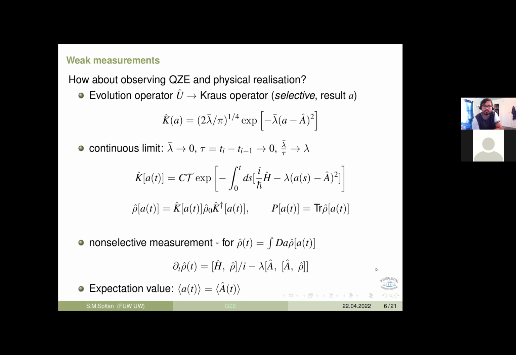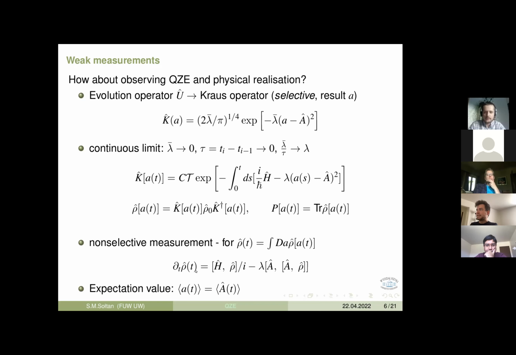And as I mentioned, the expectation value in such a model, the expectation value of a measurement at specific time, is actually the value of the observable averaged over the state of the system at the beginning.